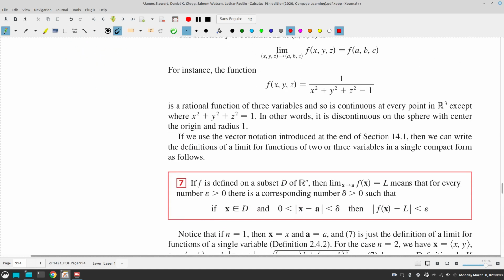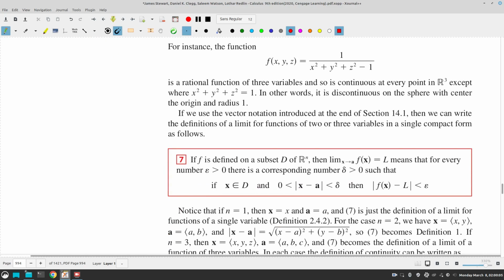This function, for example, is a rational function of 3 variables, so it is continuous everywhere except where x² + y² + z² equals 1. So it is discontinuous on the sphere with center the origin and radius 1.